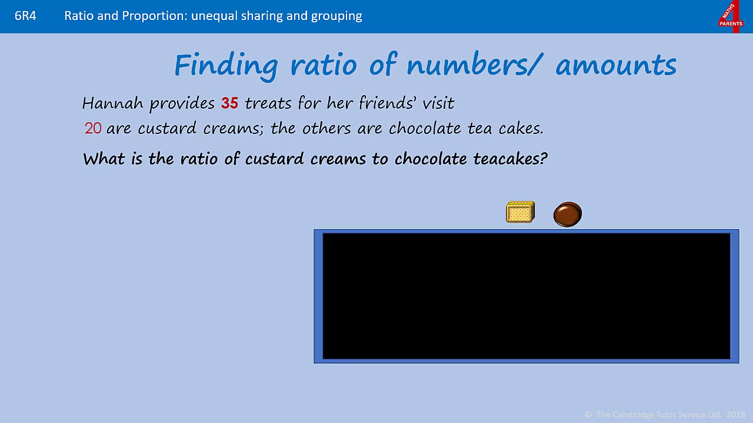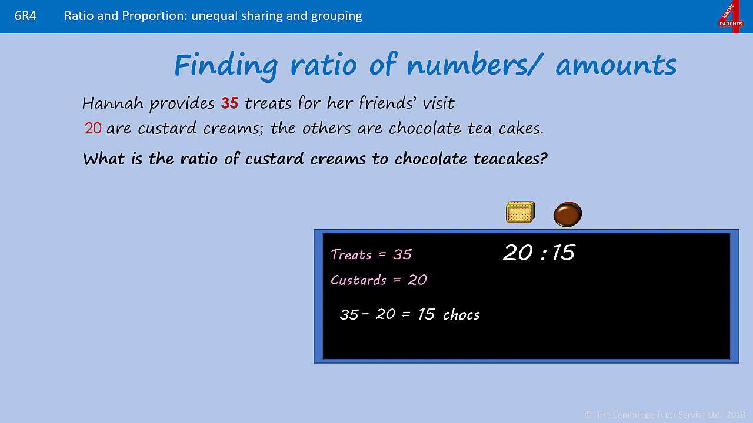Working with what we know, that there are 35 treats in total, and 20 of those are custard creams. The ratio of custard creams to chocolate tea cakes is 20 to something. To find out how many tea cakes we have, we take away the custard creams from the total number of treats, and that leaves us with 15. So the ratio of custard creams to chocolate tea cakes is 20 to 15.